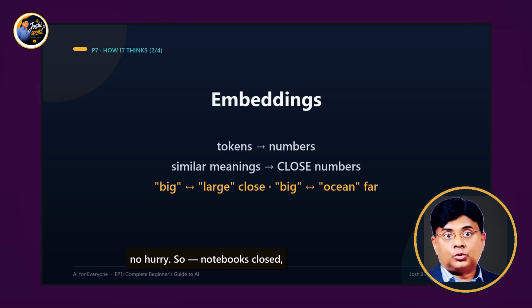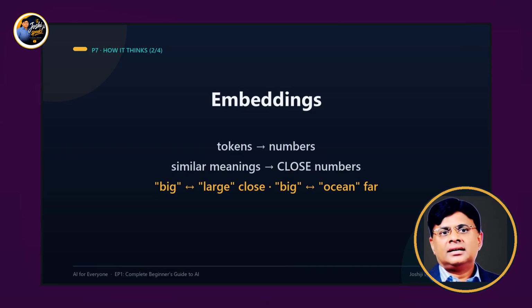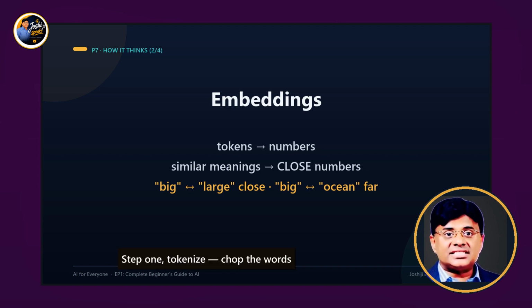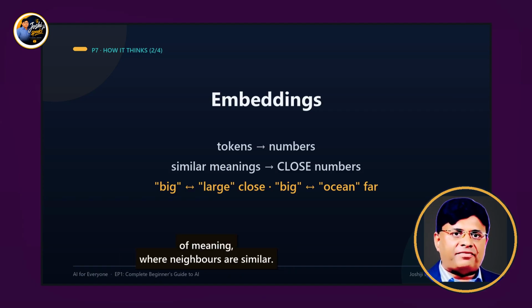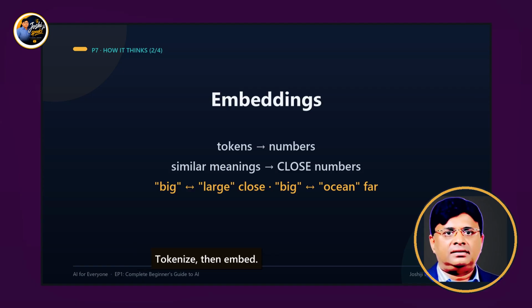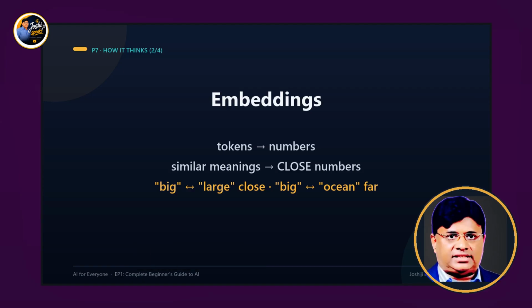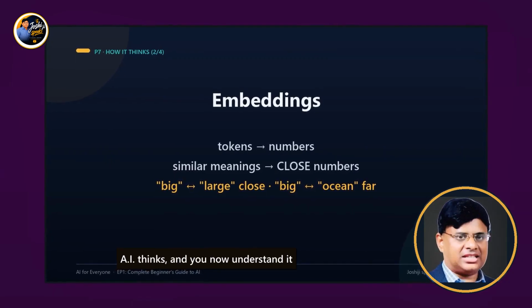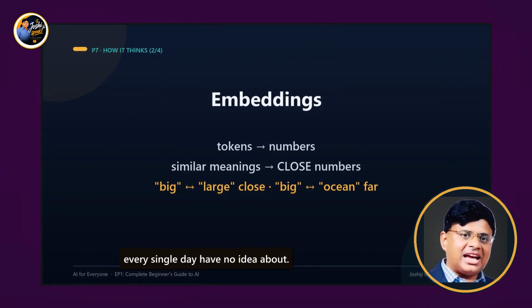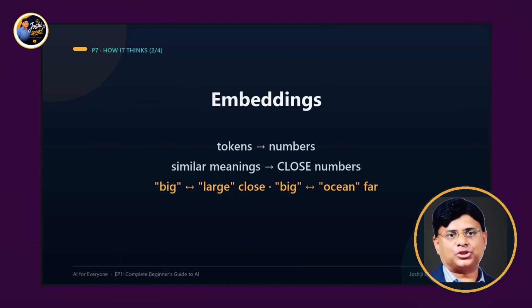So, notebooks closed, let us see if it stuck. Look how far you have come. Step 1. Tokenize, chop the words into pieces. Step 2. Embed, give those pieces a home on a map of meaning, where neighbors are similar. Tokenize, then embed. That is the first half of how AI thinks, and you now understand it, something most people who use AI every single day have no idea about.